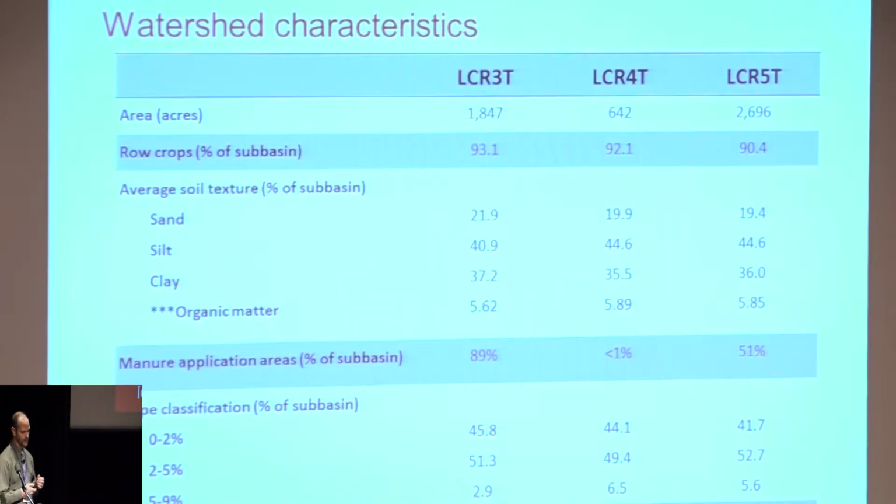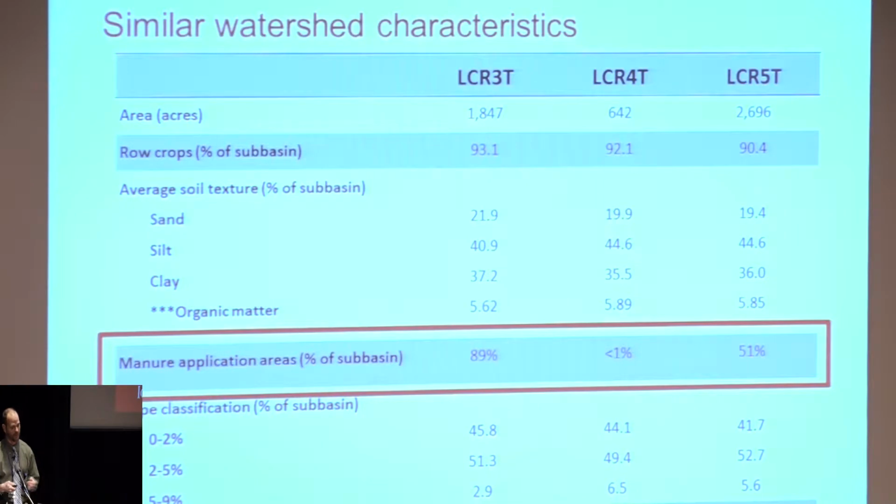The one difference would be the areas that we would expect to see manure application. This is based simply on the location of animal feeding operations, kind of working outward from those where there are row crop areas where that manure would likely be applied. So you can see there that 4T actually receives the least amount of manure, which you might find interesting later on.